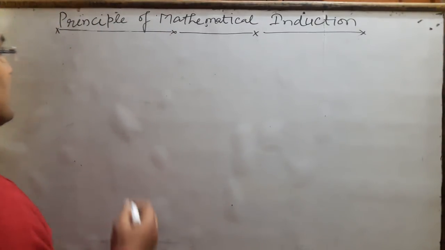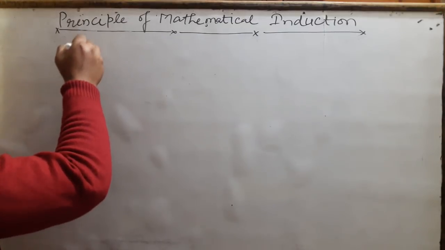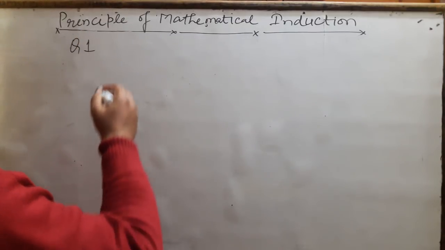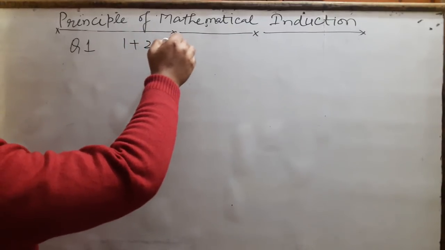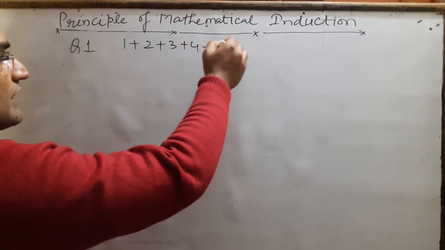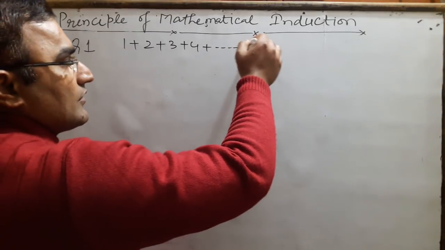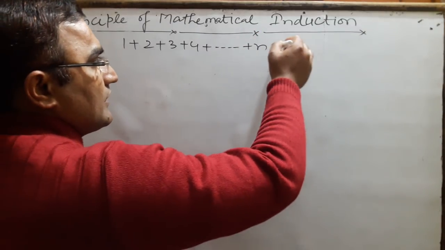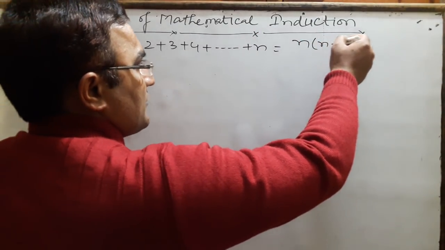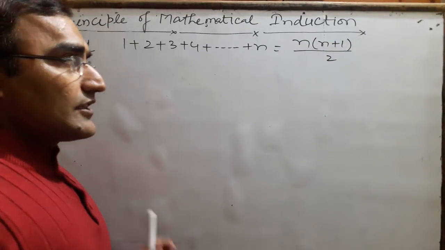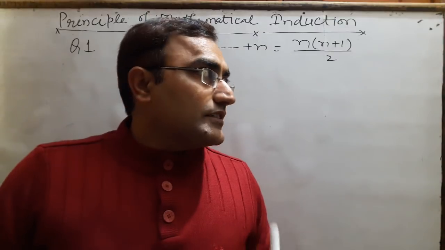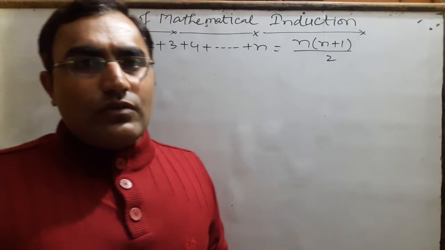Now take first question 1. 1 plus 2 plus 3 plus 4 and so on up to n is equal to n into n plus 1 upon 2. Verify that this statement is true for all values of n.